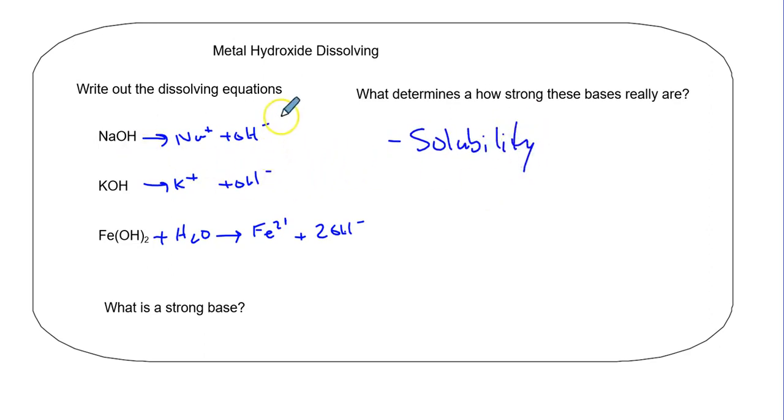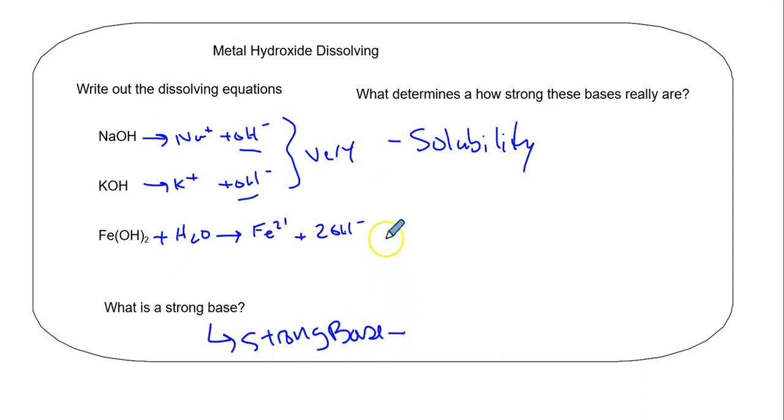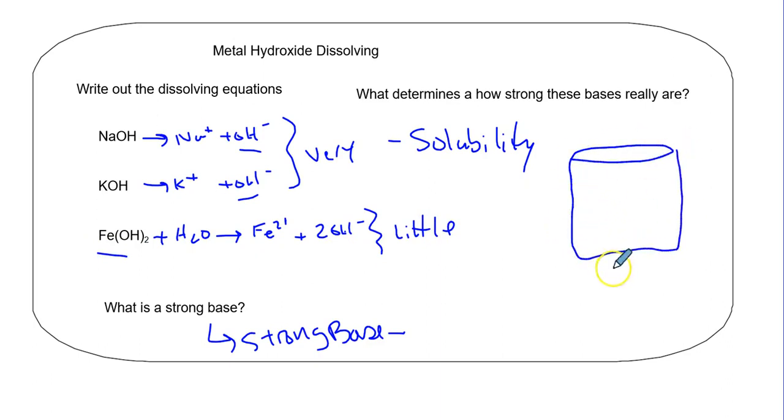Okay, these two here are very soluble, so we get lots of these. And we call that a strong base. I'll highlight that a little more in a second, but this one is very little soluble. No matter what, we end up having a situation where it just doesn't dissolve well. So in this case, we could have a solution where iron hydroxide is sitting on the bottom, saturated, yet there's just very little hydroxide in solution. There's some, but just not very much.